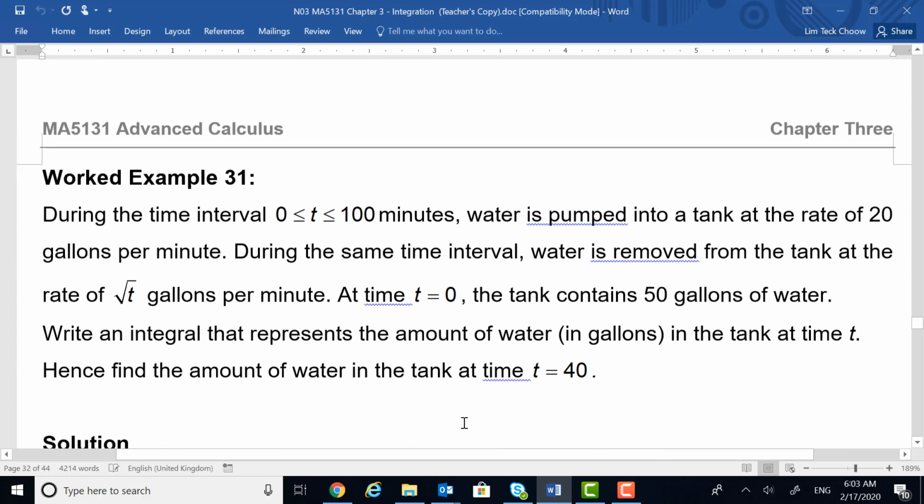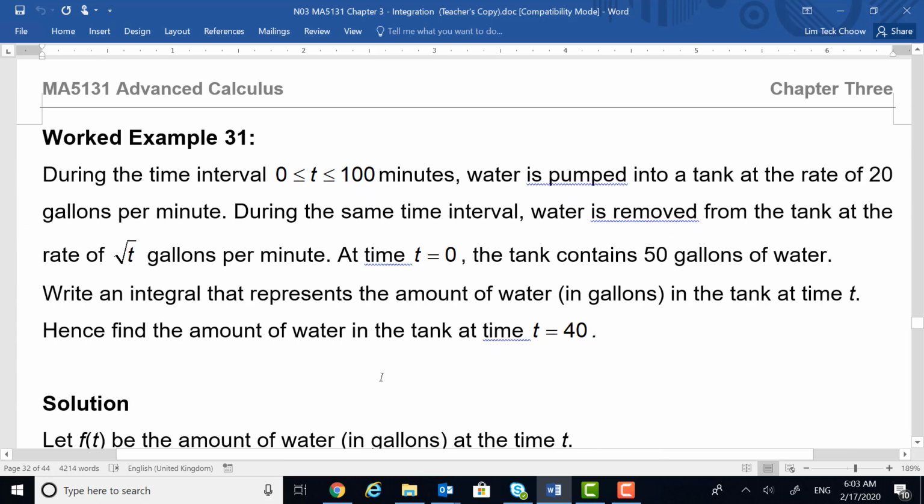Okay, let's look at example 31. During the time interval from 0 to 100 minutes, water is pumped in. So something is entering at the rate of 20 per minute, and then water is removed at a rate of so many gallons per minute. So there's an in, and then there's also an out. Pump in and remove at different rates. At the start, the tank has 50 gallons of water.